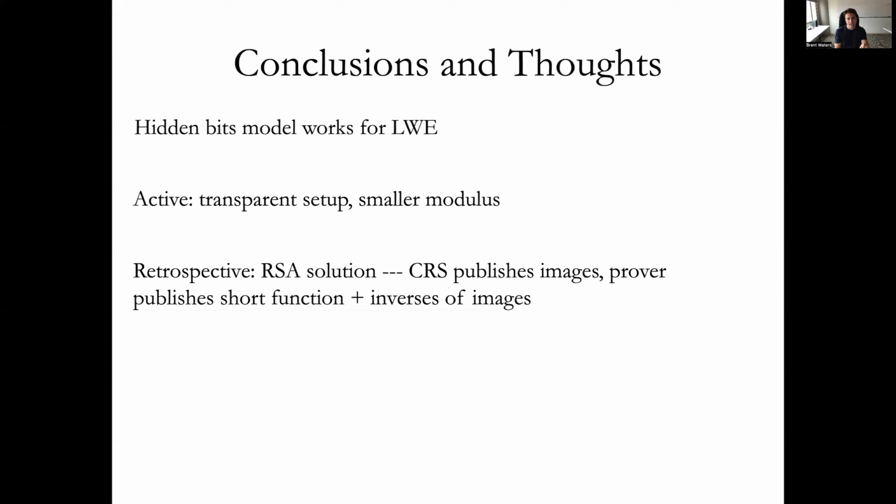But one idea is that there was this RSA solution from the FLS 1990 work, where the common reference string publishes these images. The prover commits to a short function, and it can give inverses of these images. I think maybe some previous attempts tried to follow this much more closely than this one does. This does use the hidden bits model, but doesn't quite try to achieve it in this way. Instead of that type of approach, it is more like a joint sampling of a small commitment. There's not this idea of a function that I'm inverting.